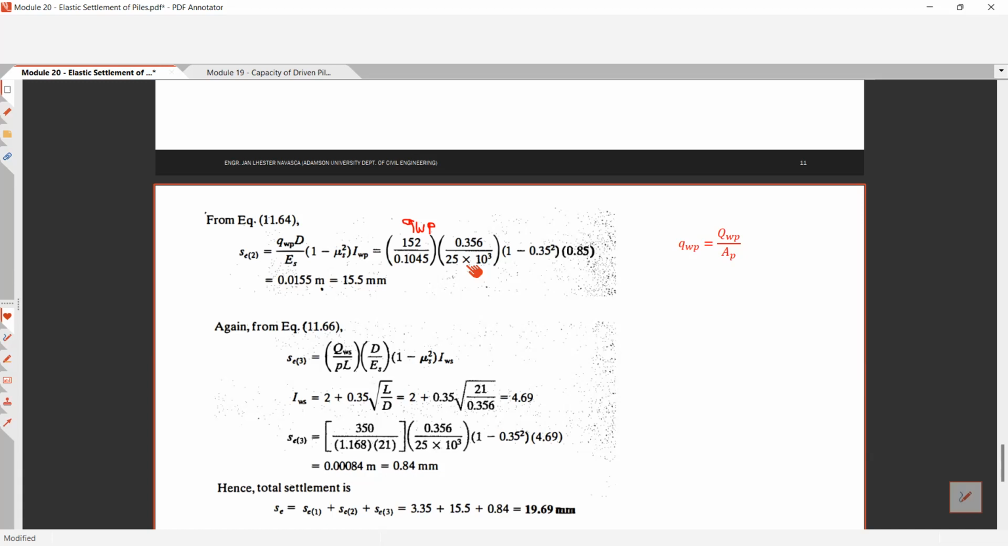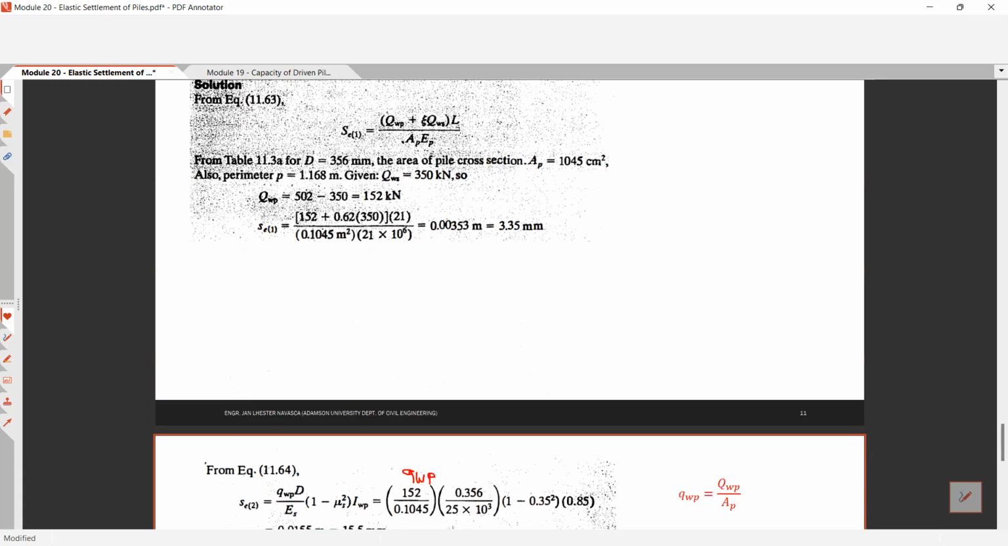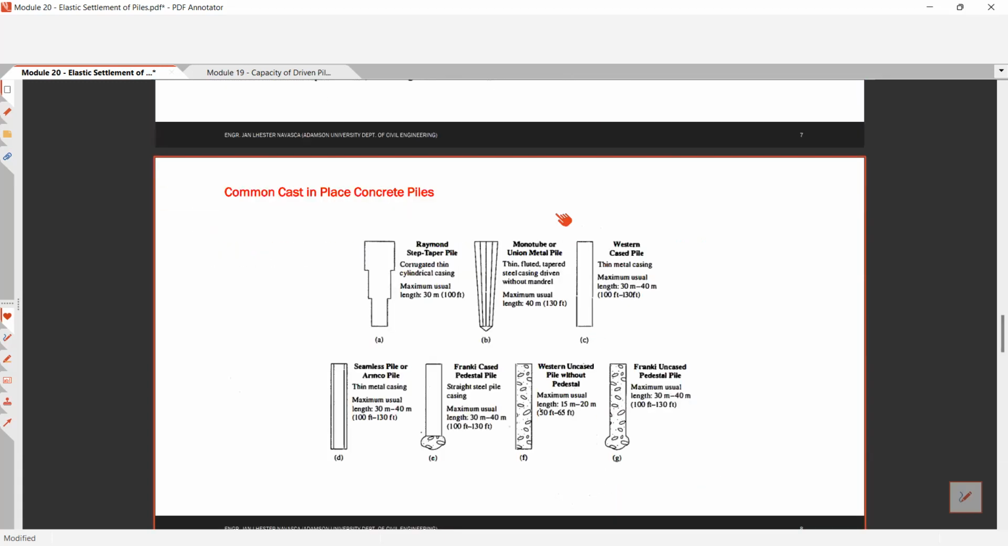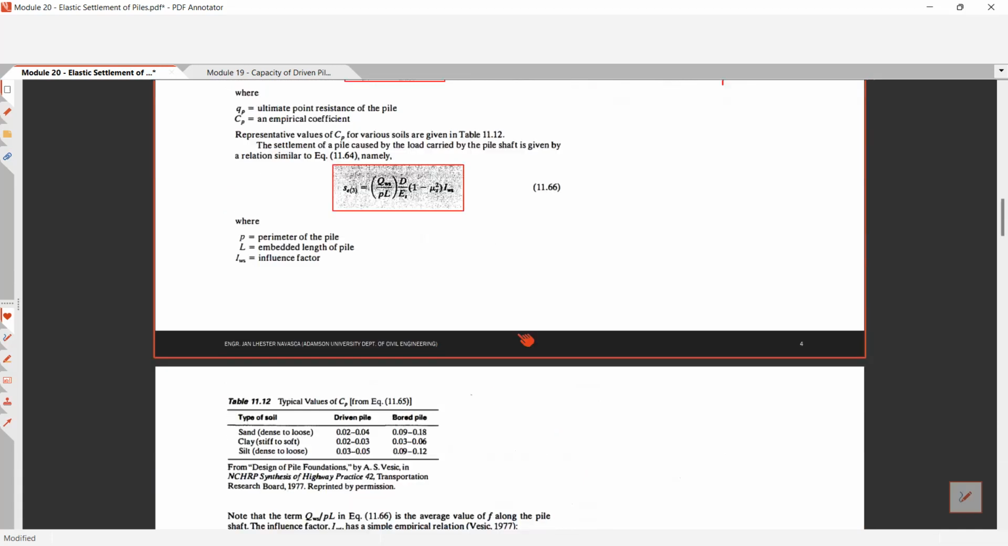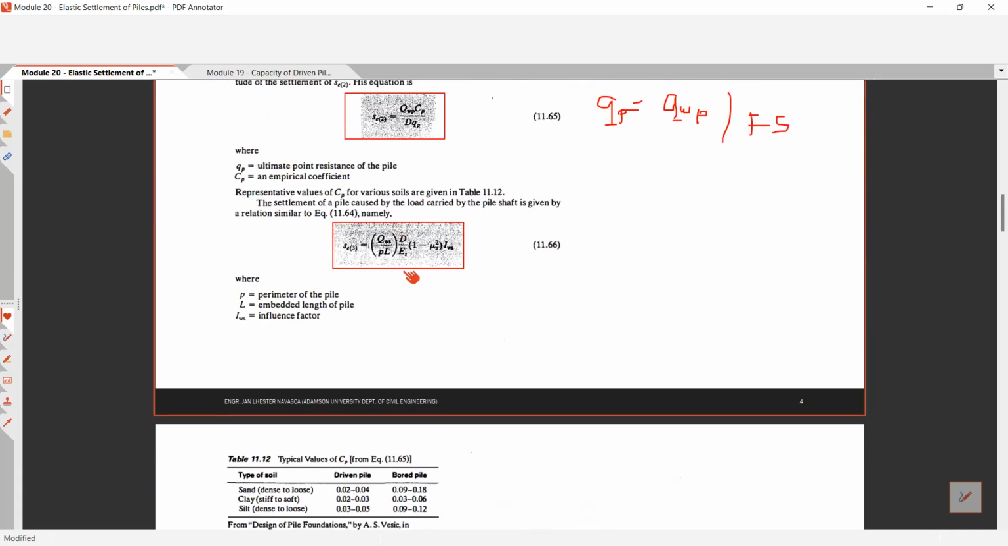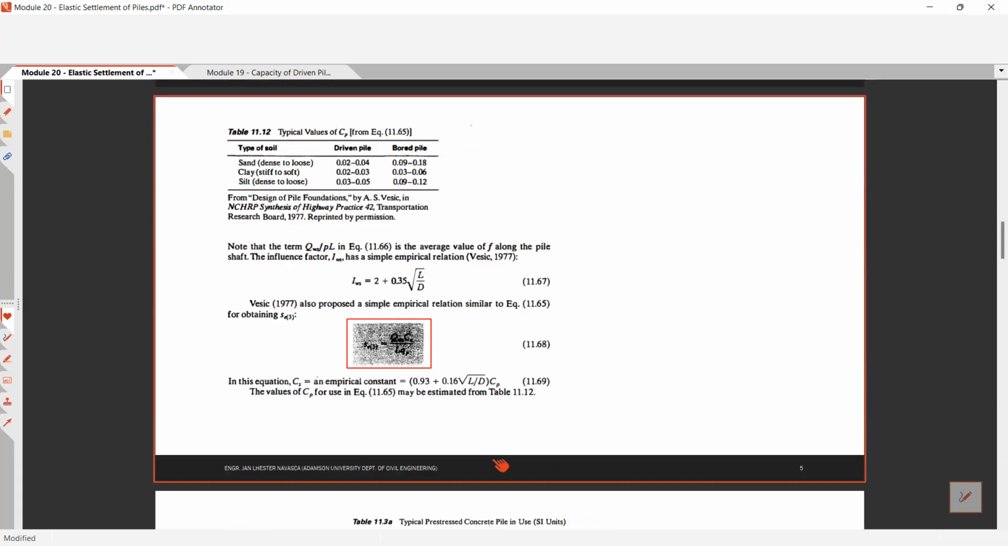Next, again from equation 11.66, hanapin naman natin yung SE3. Ang gagamitin natin, hindi natin ginagamit yung Vesic empirical equations. Ito yung ginagamit natin yung general muna.